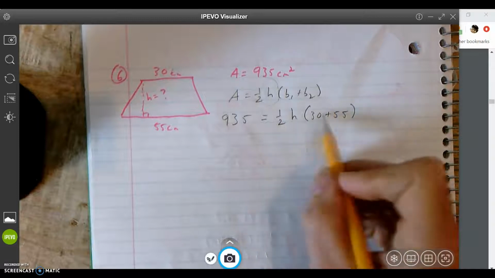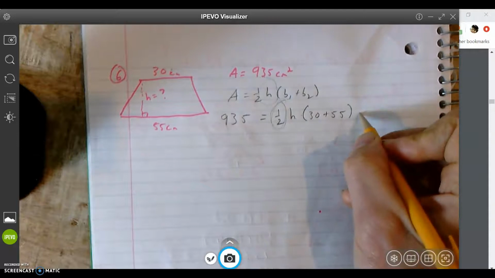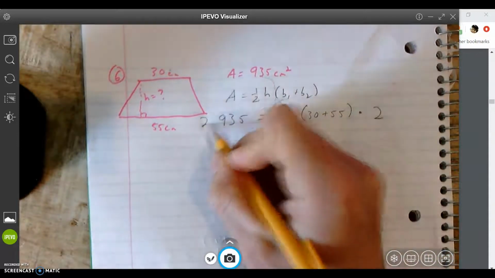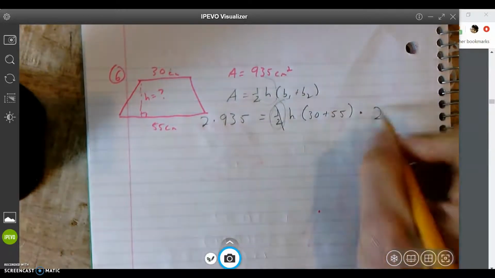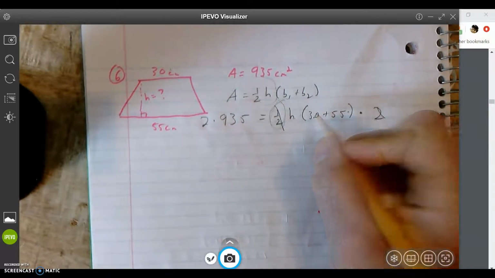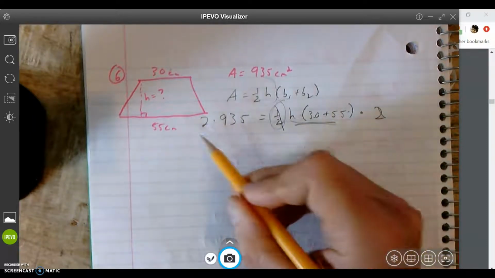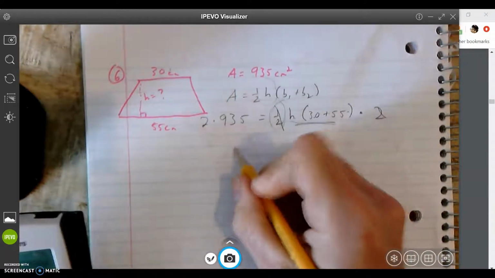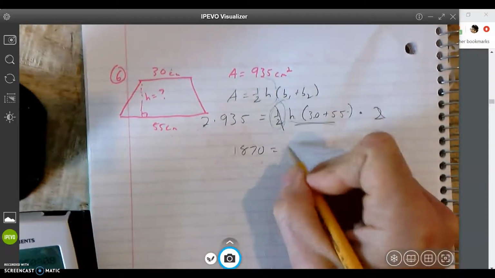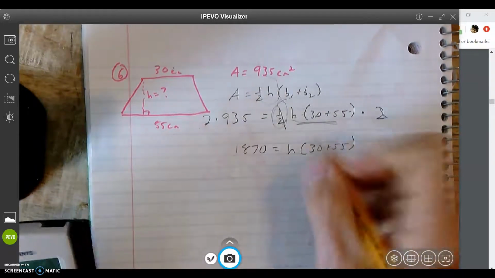Well, I can simplify what's going on here if I want. Or, see this, a half here. I can get rid of this first. So I'm going to multiply by 2 on both sides. Why am I multiplying by 2? Because half of 2 is 1, and 1 times anything is itself. 1 times 10 is 10, 1 times 100 is 100, 1 times this is just this. So 2 times 935 on this side. 2 times 935 is 1,870 equals h times 30 plus 55. Let's add those together.